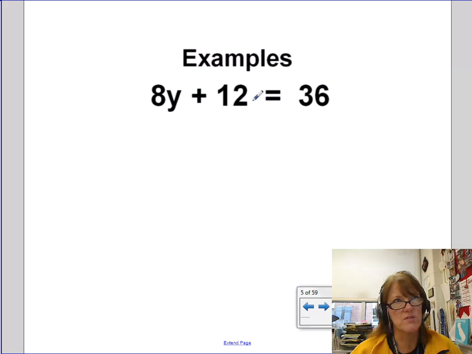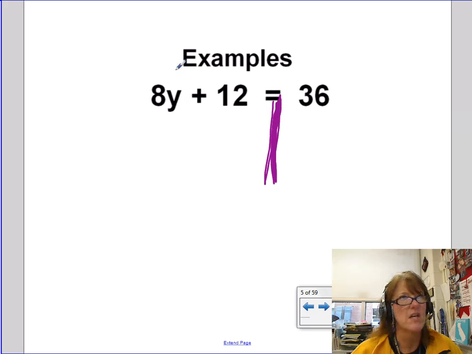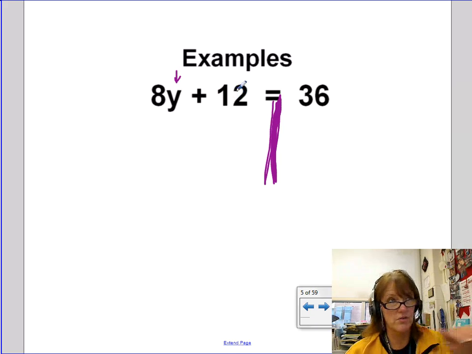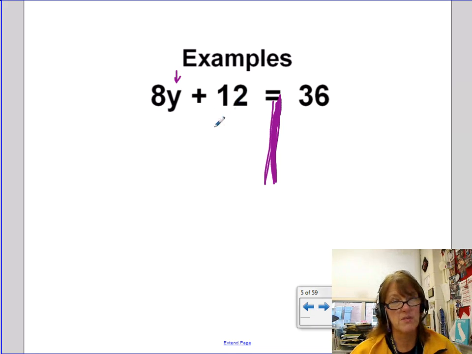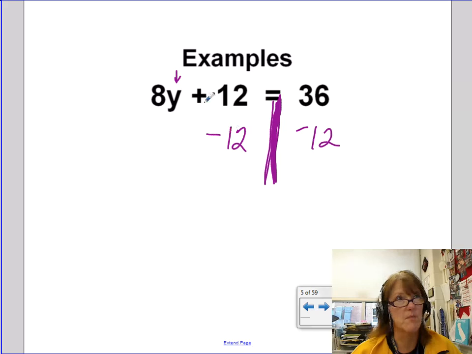So jot down this first one. There's only about 3 examples today. 8y plus 12 equals 36. Put in your fairness bar here, okay? Whatever you do to one side, you have to do to the other. Here's my variable. I'm multiplying by 8 and then I add. So we need to undo and in the reverse order. That means you're going to deal with 12 first. So we're going to subtract it and be fair and do the same thing on both sides.